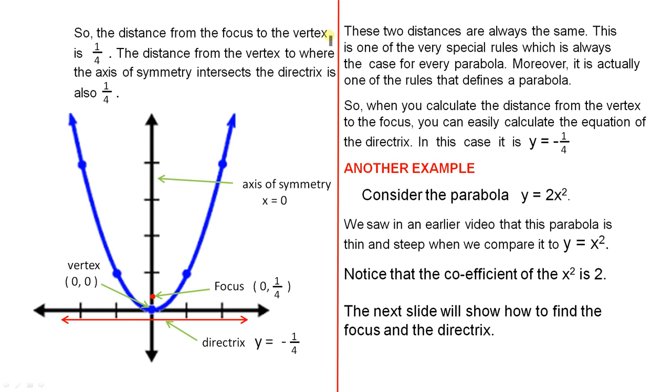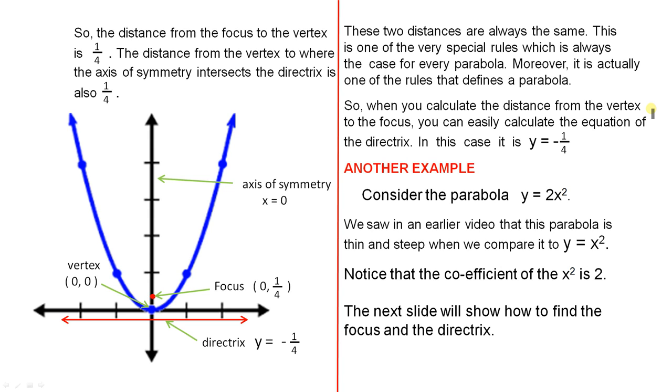So, the distance from the focus to the vertex is 1/4. The distance from the vertex to where the axis of symmetry intersects the directrix is also 1/4. These two distances are always the same. This is one of the very special rules which is always the case for every parabola. Moreover, it is actually one of the rules that defines a parabola.